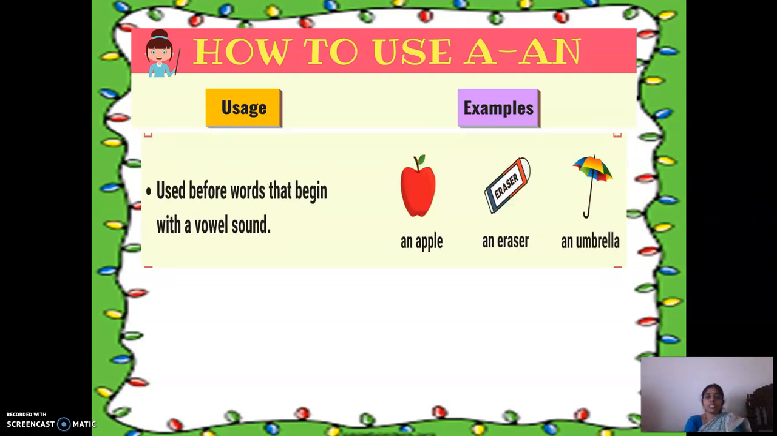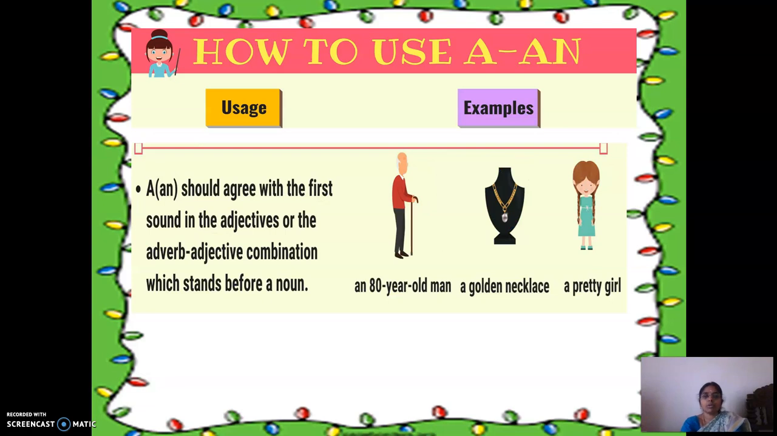Used before words that begins with the vowel sound. What is used? An is used. An apple, an eraser, an umbrella. You know vowel A, E, I, O, U. So, an apple, an eraser, an umbrella. Right? So, a and an should agree with the first sound in the adjective. So, after a or an, what is the first word? That word has to be what? Yes. Whether it is consonant sound or it is a vowel sound, based on that, we will use a or an.